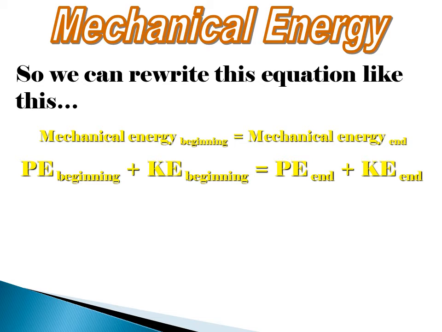So if we combine those two concepts, mechanical energy and the law of conservation of energy, we have mechanical energy at the beginning is equal to mechanical energy at the end. So we could say that the potential energy plus the kinetic energy at the beginning equals the potential energy plus the kinetic energy at the end.